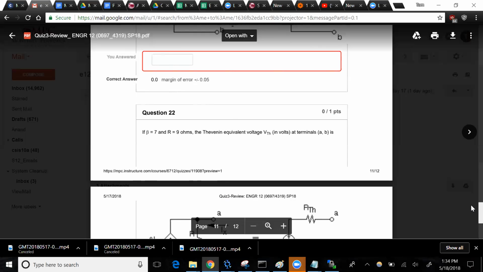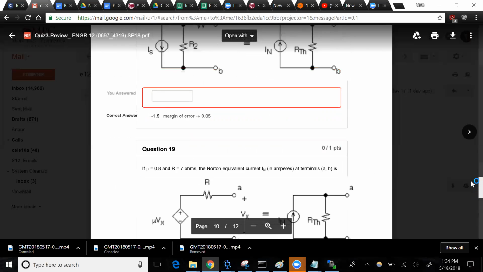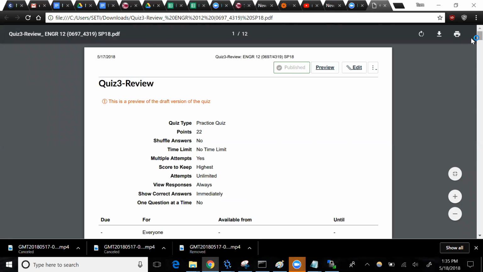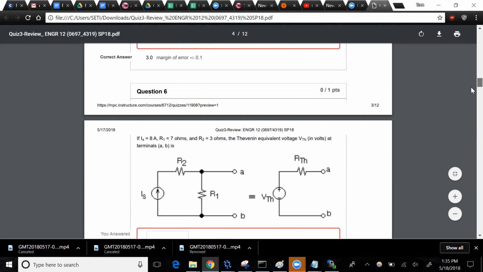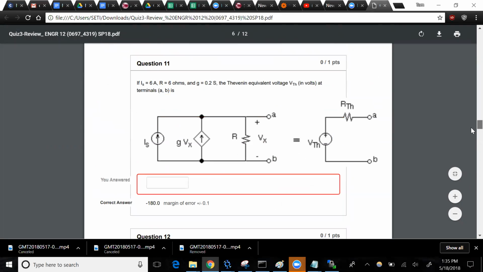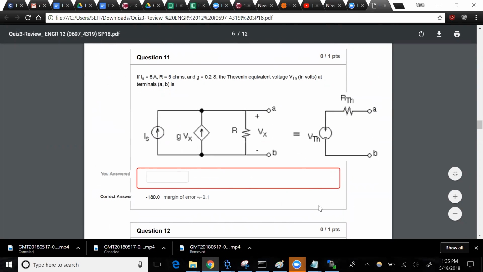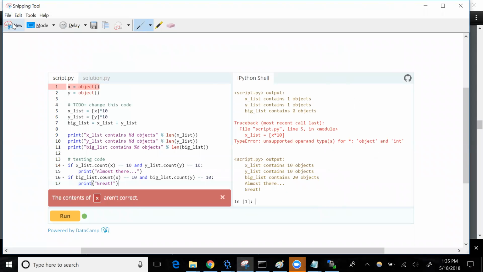11. I got positive 180. Positive 180 for 11? Yeah. Wait, actually. Oh, never mind, I got a negative number. You got negative? Yeah. Okay.